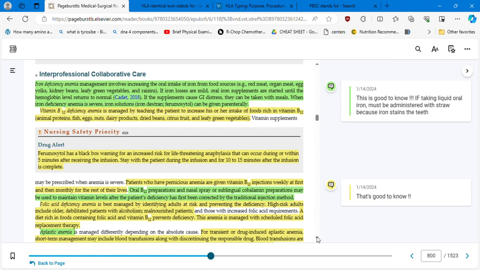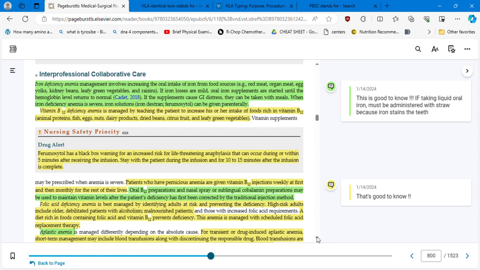When iron deficiency anemia is severe, iron solutions like iron dextran and ferumoxytol can be given parenterally. Vitamin B12 deficiency anemia is managed by teaching the patient to increase his or her intake of foods rich in B12: animal proteins, fish, eggs, nuts, dairy products, dry beans, citrus, and leafy green vegetables.